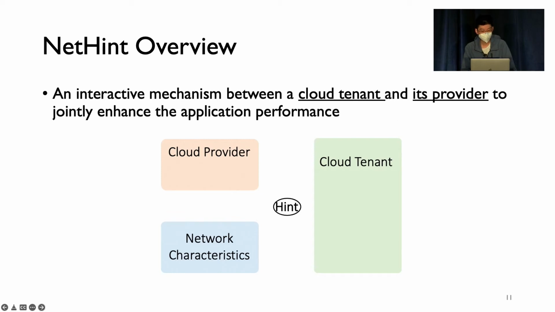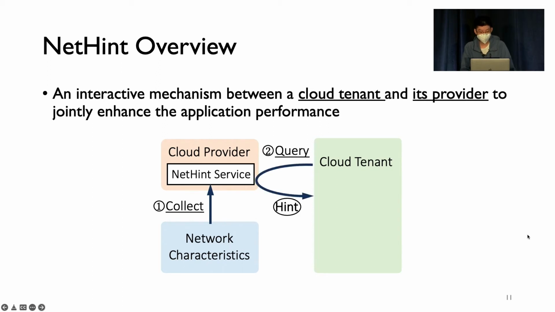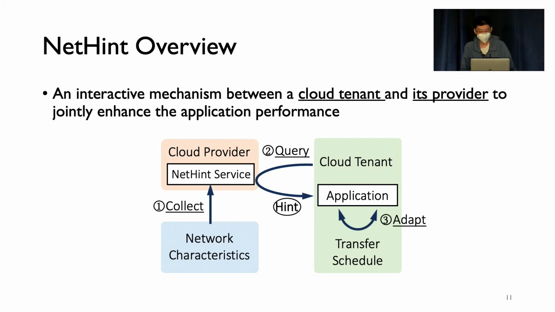For NetHint to work, a NetHint service first collects the network characteristics. Then the tenant application queries the hint from the NetHint service. Finally, the application adapts their traffic and creates some new transfer schedules based on the hint and their own demands. A new transfer schedule can further change the network characteristics. So the NetHint service collects the network metrics periodically and provides new hints to its tenants.